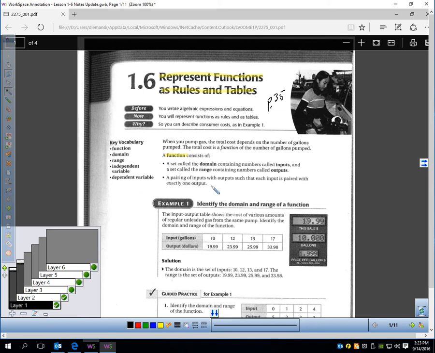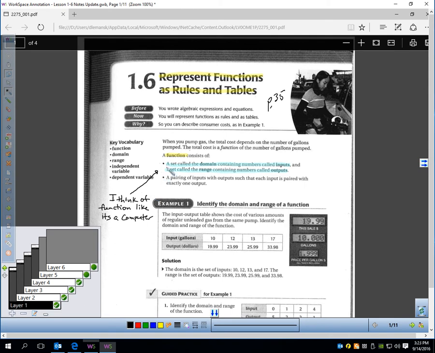Vocabulary. A function. A function consists of two things. It consists of a set called the domain, which contains numbers called inputs, and a set called the range containing numbers called outputs. As you hear that, that might not make any sense. So I want to give you a little example, and then we can put these in our notes.